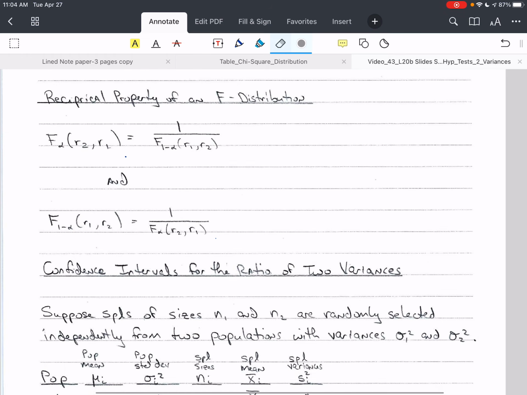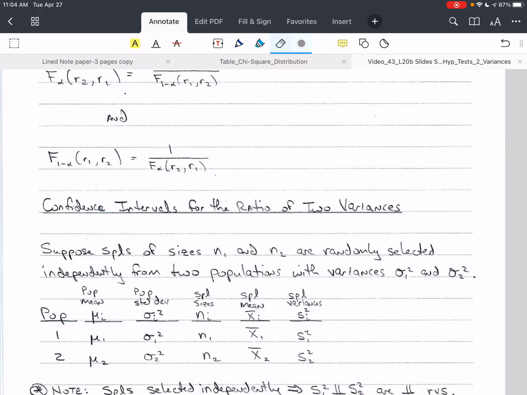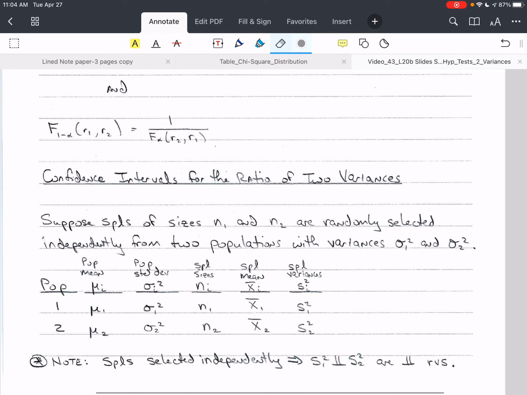So, confidence intervals for the ratio of two variances. So here's our data. We have two samples. They're size N1 and N2, and they're randomly selected independently. Okay, so the samples have to be independent. The easiest way for this to happen is if the two populations are independent, but that's not always the case. You can have dependent populations.